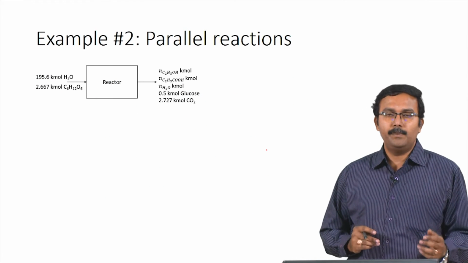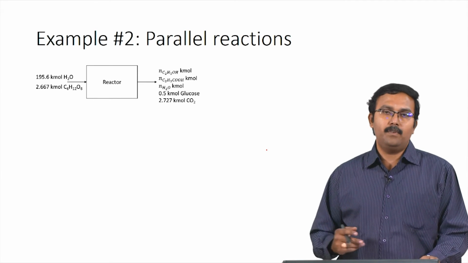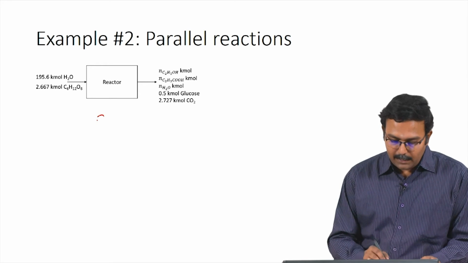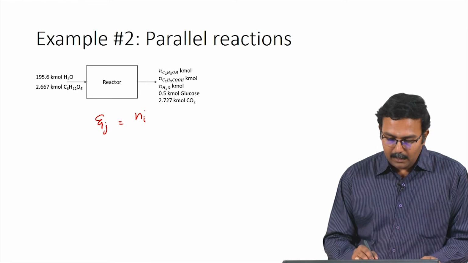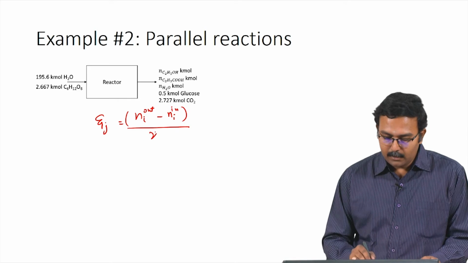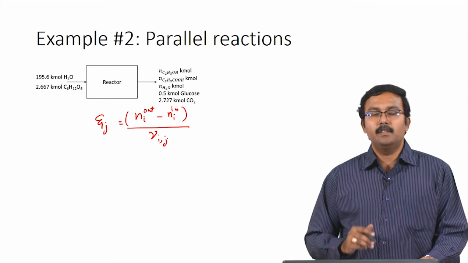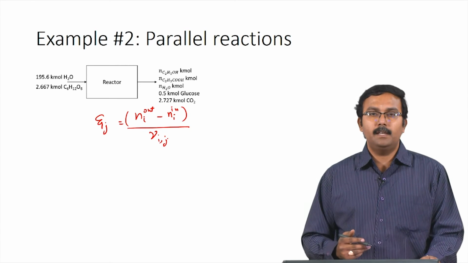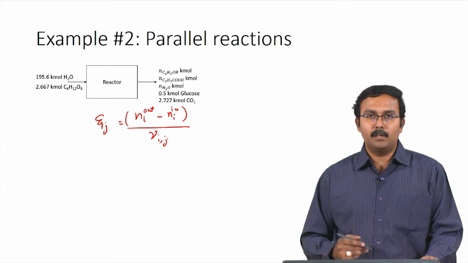As I mentioned when we started this lecture, we are going to use a technique called the extent of reaction technique. We have already defined what an extent of reaction is. Extent of reaction for a reaction j is given as N_i out minus N_i in, so it could either be out or final and in or initial, divided by the stoichiometric coefficient of that particular reactant in the reaction j. So, this is basically a representation of the change in the number of moles of a particular component during the reaction divided by the stoichiometric coefficient of that particular reaction.